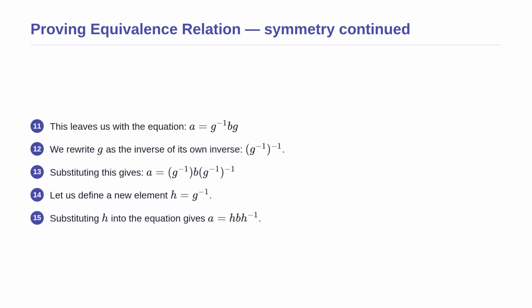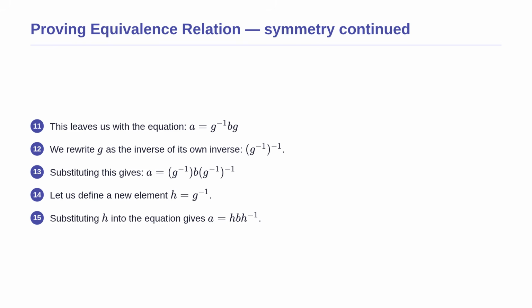Now that we have isolated A, we want to make this look exactly like our standard definition of conjugacy. To do this, we use a small trick. We rewrite G as the inverse of its own inverse. This helps us match the exact pattern required by the formal definition.